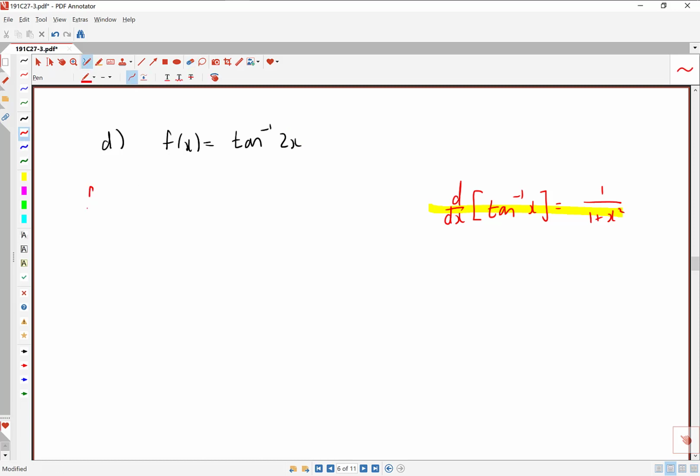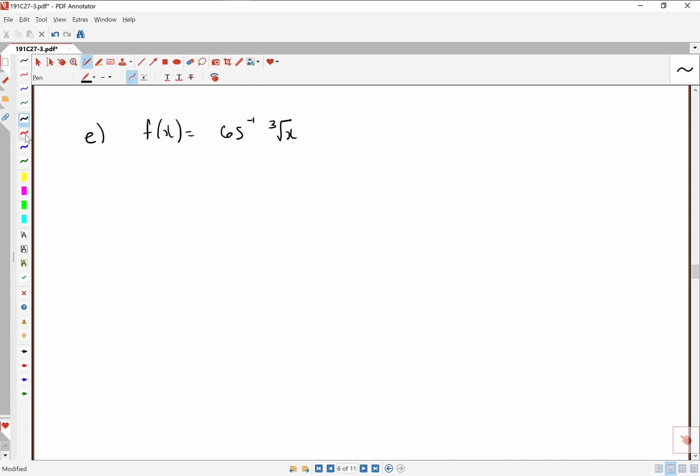Okay, so let's think about our derivative. We'll deal with the arctan, or the outside function, first. So we're going to go 1 over 1 plus something squared, where something is that inside function, and then multiply by the derivative of that inside function. So on top, we'd have 1 times 2, which is 2, and then on the bottom, we'd have 1 plus 4x squared.